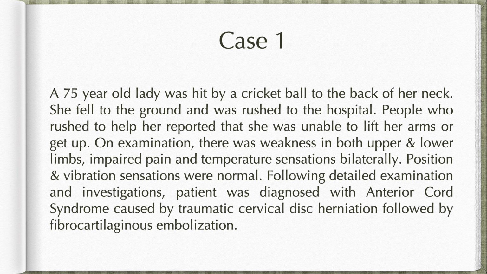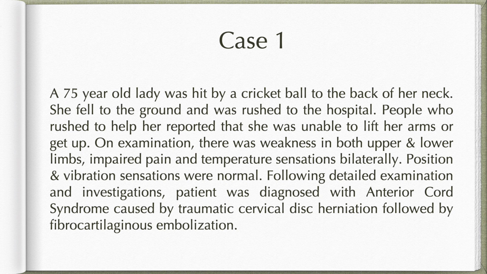In the first case, a 75-year-old lady was hit by a cricket ball to the back of her neck. She fell to the ground and was rushed to the hospital. People who rushed to help her reported that she was unable to lift her arms or get up after she had the fall. On examination, there was weakness in both upper limbs and lower limbs, impaired pain and temperature sensations bilaterally, and position and vibration sensations were within normal limits. Following detailed examination and investigation, the patient was diagnosed with anterior cord syndrome caused by traumatic cervical disc herniation followed by fibrocartilaginous embolization in this case.